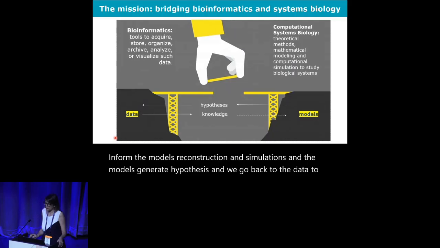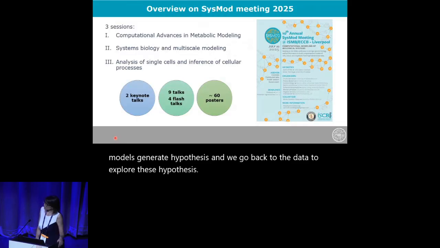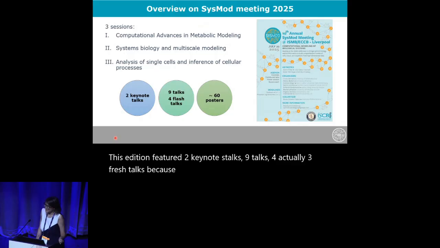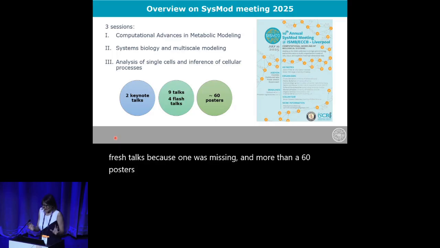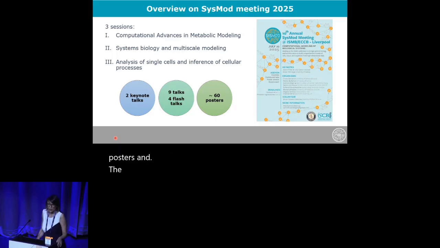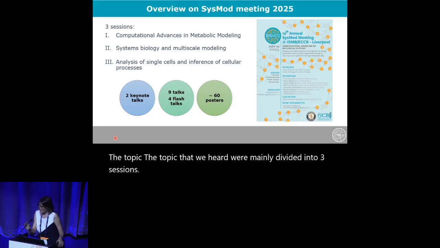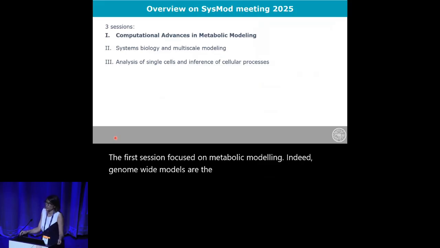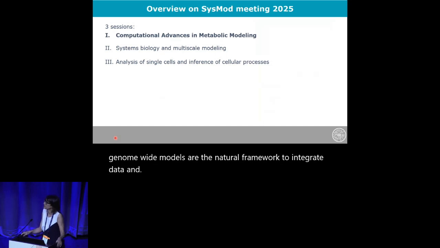to explore these hypotheses. This edition featured 2 keynote talks, 9 talks, 3 flash talks because one was missing, and more than 60 posters. And the topics that we heard were mainly divided into 3 sessions. The first session focused on metabolic modeling. Indeed, genome-wide models are the natural framework to integrate data and system modeling, system simulation.